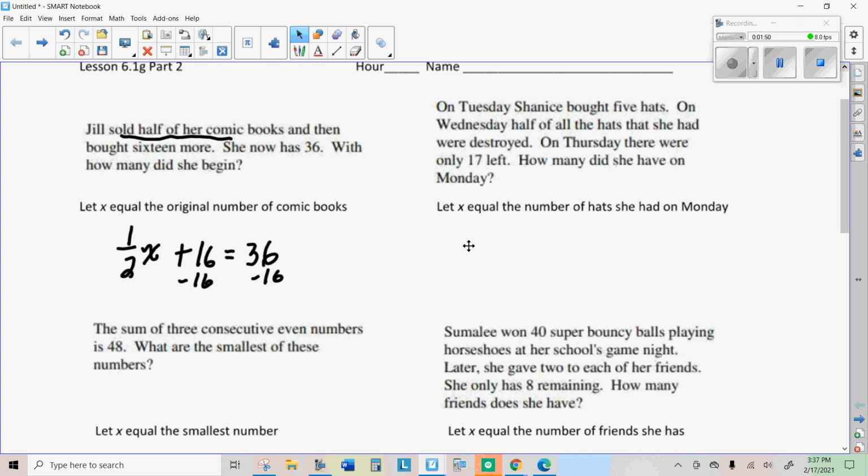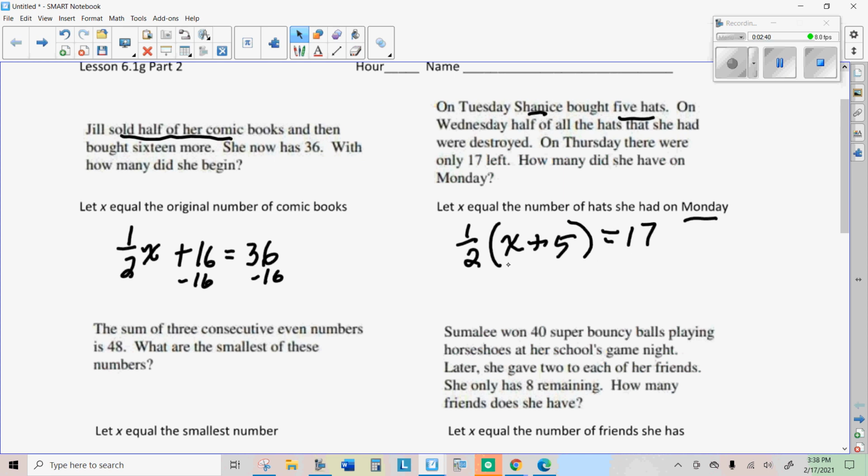So on this next problem here, it says on Tuesday, Shannis bought 5 hats. On Wednesday, half of all the hats she had were destroyed. On Thursday, there were only 17 left. So here's what I'm thinking. On Monday, we're going to let X be how many she started with on Monday. On Tuesday, she bought 5 more, so we're going to add 5 to that X. On Wednesday, half of the ones she had were destroyed, which means she has this many left, one half of that number. And then on Thursday, there were only 17 left. So this amount equals 17.